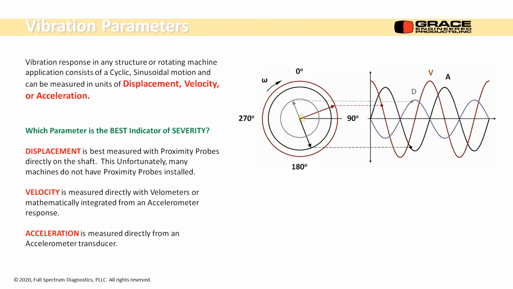Vibration parameters themselves, we just mentioned that we can take displacement, velocity, or acceleration as our parameter of interest. Which one's best? Well, maybe we got to tell you what they do first. The displacement is usually measured with proximity probes directly on the shaft. Proximity probes are usually designed for oil film bearings where there's no rolling elements. And what they'll do, the shaft rides on an oil wedge as it rotates.